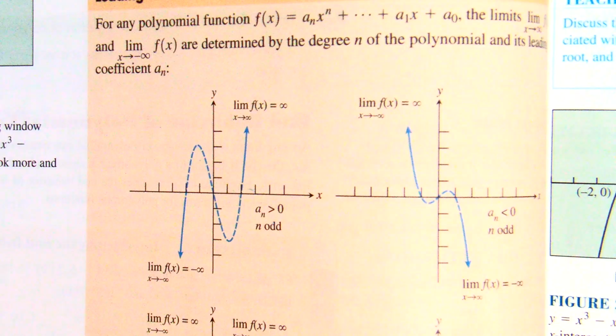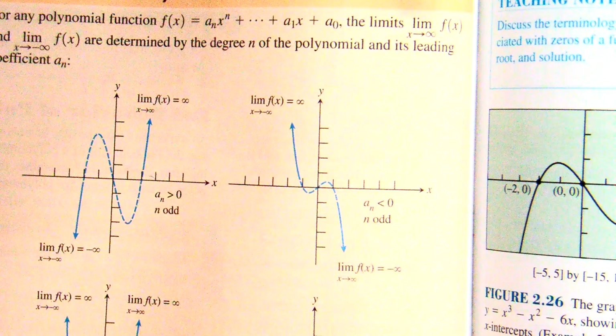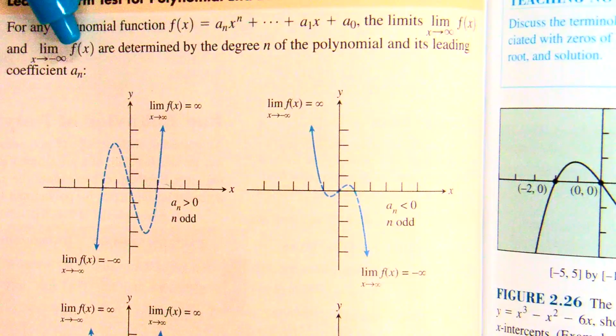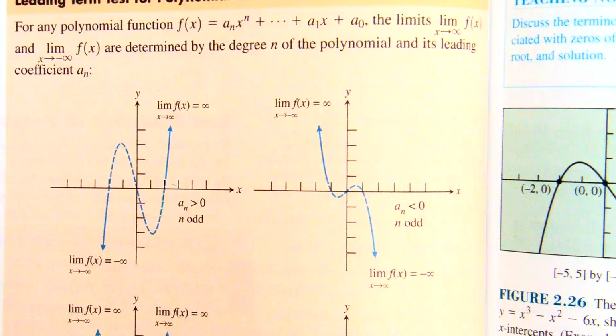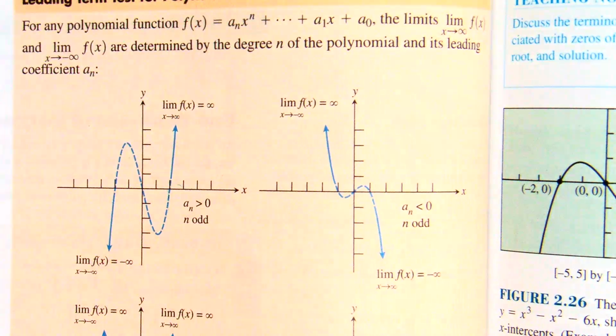Okay, so right now, as we look at these, first of all, if you look up here in the top of this chart, it talks about for any polynomial function. So any degree polynomial function, the limits, and we're going to practice writing these limits. But the limit as x approaches infinity of f of x and the limit as x approaches negative infinity of f of x are determined by the degree n of the polynomial and its leading coefficient. In other words, even if you don't have the graph in front of you, you can still determine what this graph is doing. Okay?